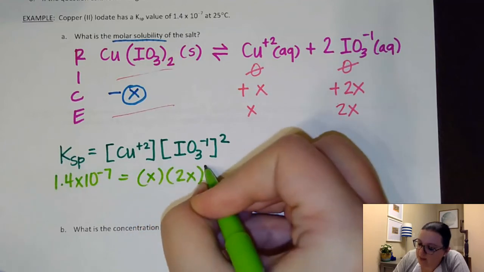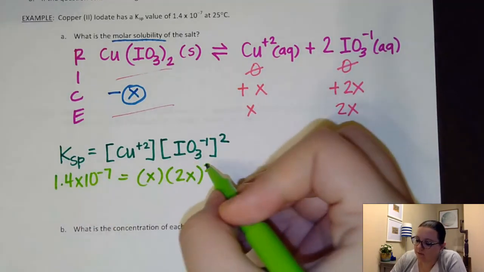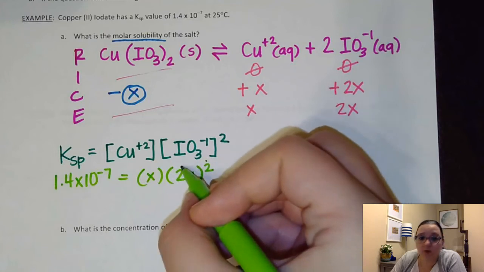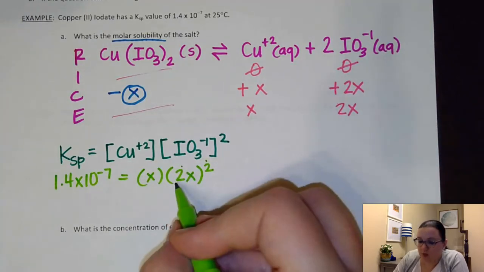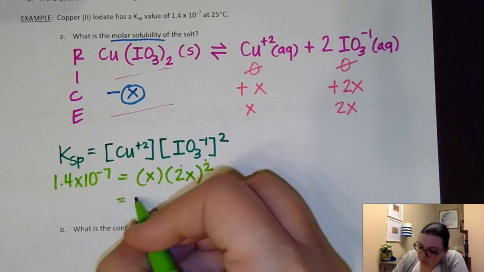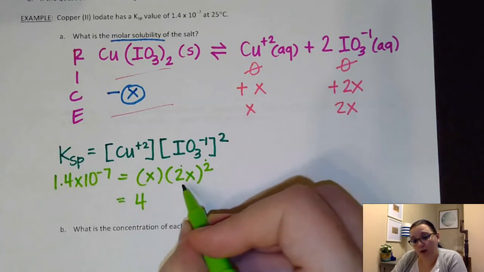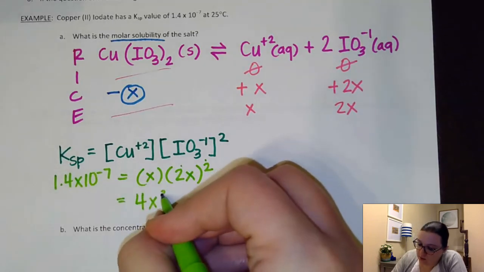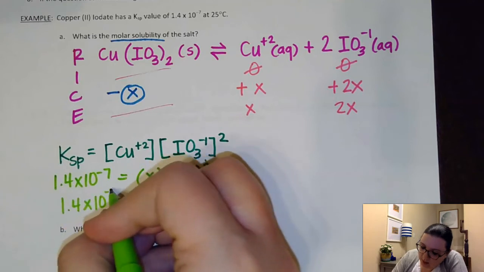But you notice that it is squared. The biggest mistake I see people make on this one is they forget to apply this squared to the 2. So when you reconsolidate here, don't forget 2 squared does end up being 4. And then I'll have this x times the x squared. So that's going to give me 4x cubed for the 1.4 times 10 to the negative 7th.